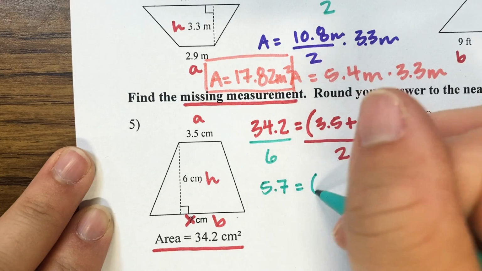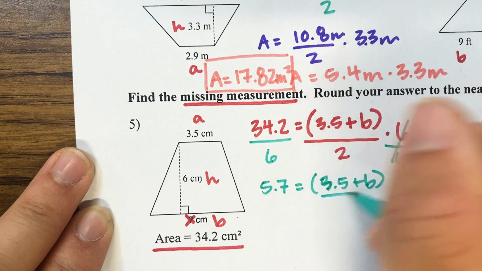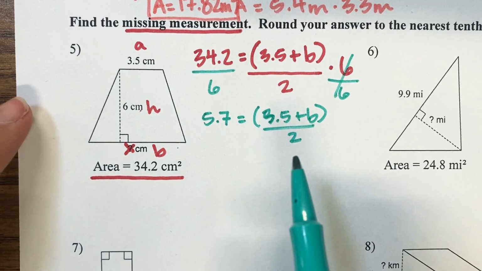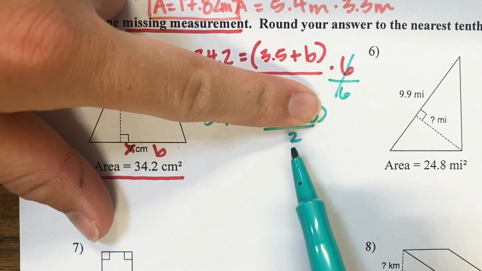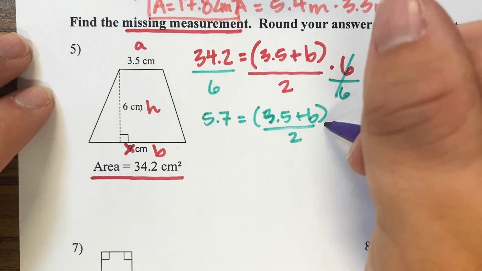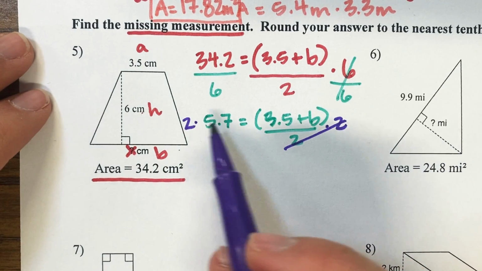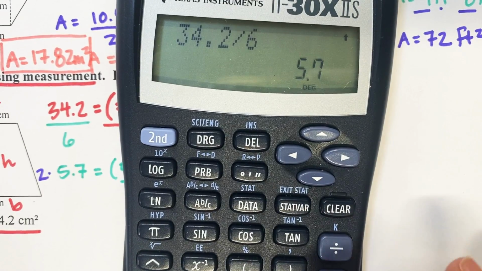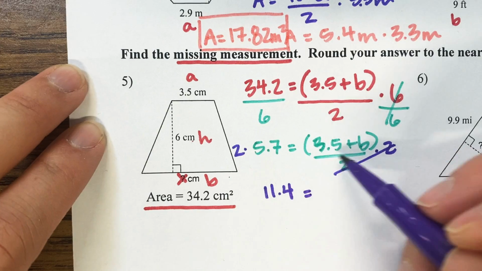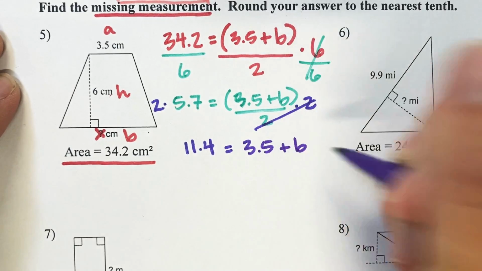And we got rid of that, so now all we have left is 3.5 plus b divided by 2. Okay, we got rid of that piece. It's getting smaller and smaller. We know that 3.5 is connected, so now what's the farthest away? Divide by 2. And what is the opposite of divide by 2? We're going to multiply by 2. So on this side I have 2 times 5.7. I'm just going to multiply that by 2, and I get 11.4 equals, now I don't need the parentheses anymore because they're just by themselves now. 3.5 plus b.